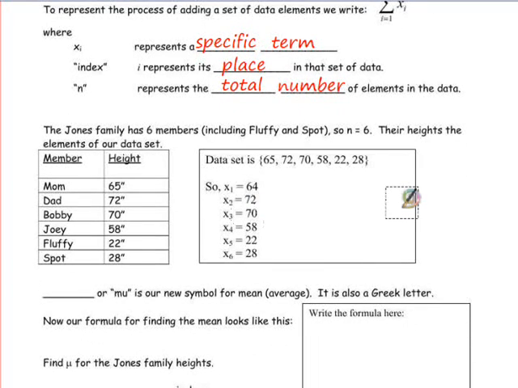So if we take a look here, the Jones family has 6 members, including Fluffy and Spot. I'm hoping those aren't kids' names, because if they are, those are some mean parents. So our N is 6. Their heights are the elements of our data set. Our data set is 65, 72, 70, 58, 22, and 28.